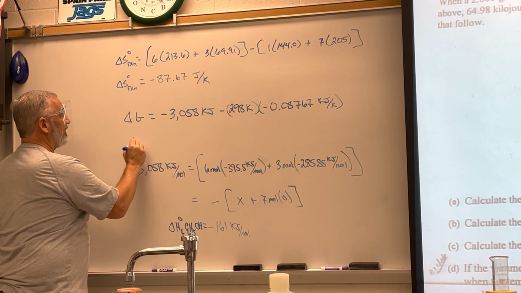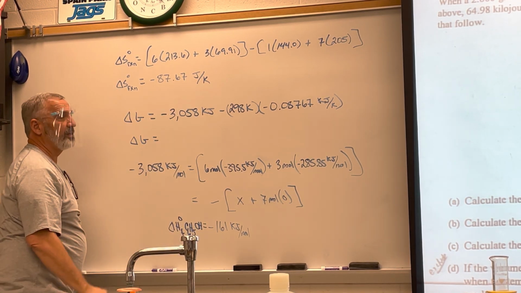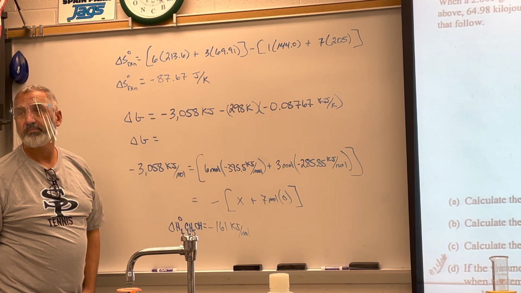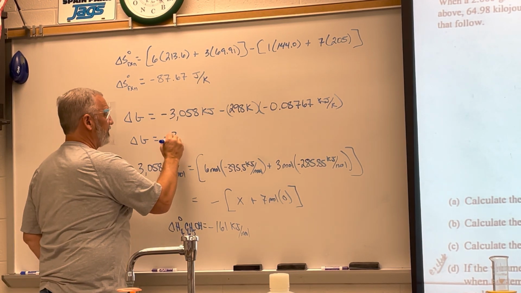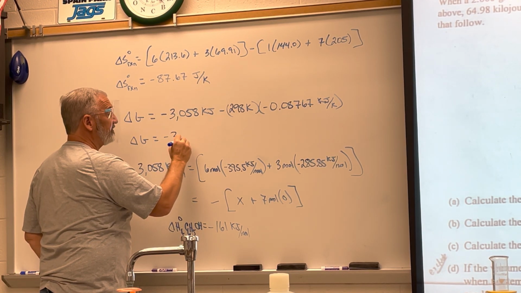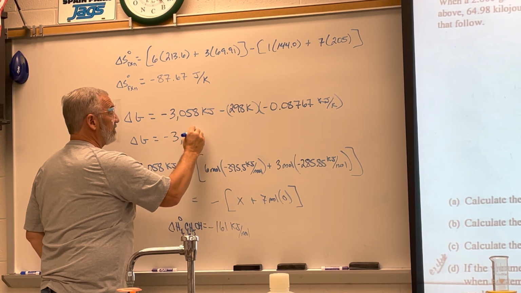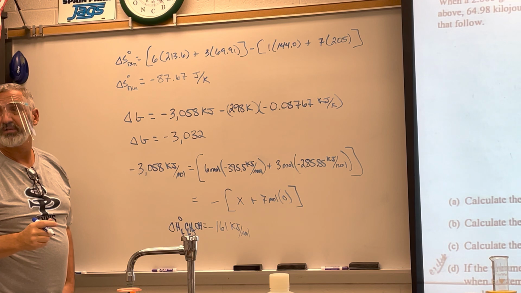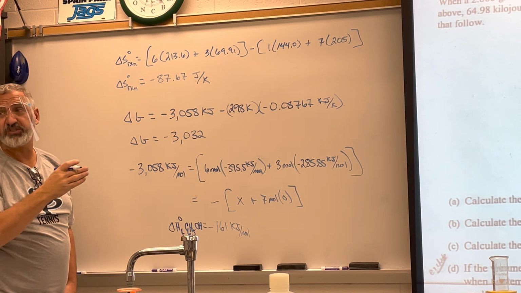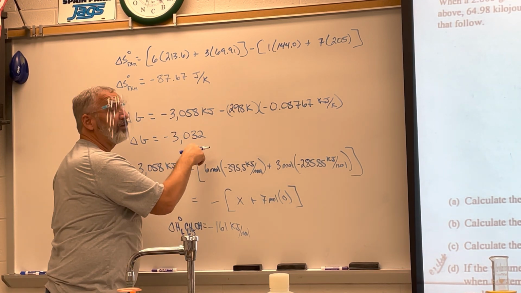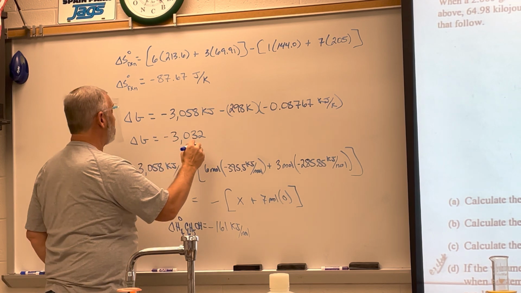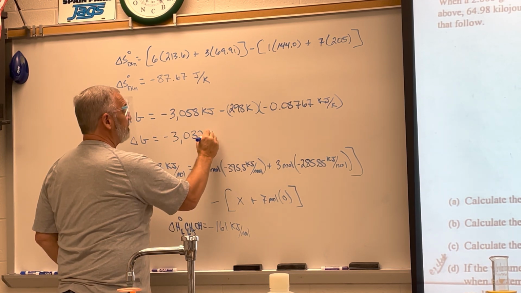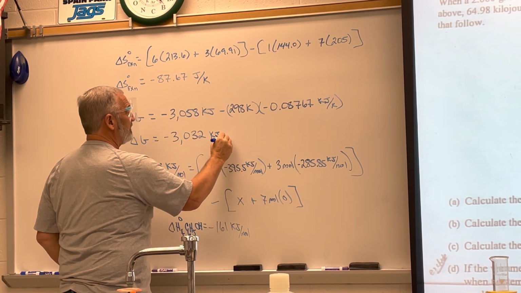So when we calculate all that out, what do we get? Negative 3,032? And that's good enough. What's point what? No, if that's just what you got there, don't do the point. I didn't know if you just rounded up or not. Yeah, I just rounded up. Okay, so that's perfect. And that's kilojoules per mole.